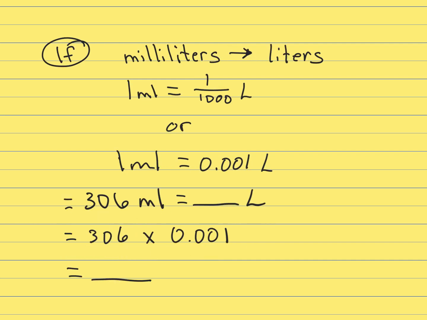Okay, now we're going to do milliliters. They're tiny, tiny. It takes 1,000 milliliters to make a liter. So we can say that 1 milliliter is equal to 1/1000th of a liter, or we can write the decimal form. Okay, so if we come down here, we have 306 milliliters is equal to how many liters? So we multiply, and then we move the decimal over 1, 2, 3. So 0.306 liters.